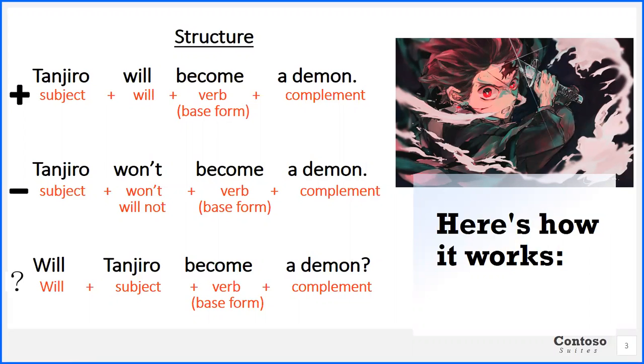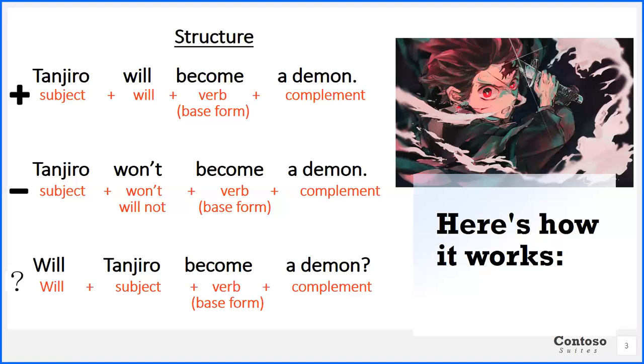What happens if we want to make it a negative? It's very simple. We just add not to our auxiliary will. So it's going to be will not. And remember that usually when we speak in English, we try and contract. That's the most common way people speak, which is contracting a lot of words because they want to get their information across quite fast. So our example would be Tanjiro won't become a demon instead of will not.